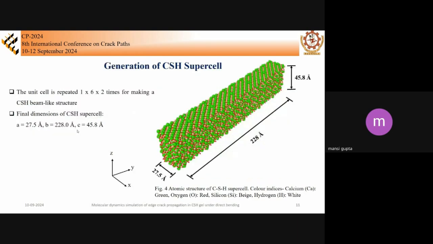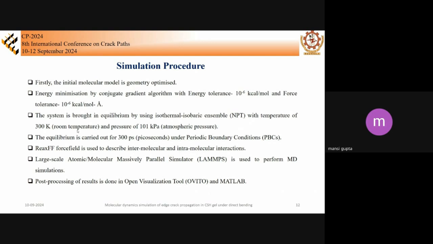To get the desired size of structure, the unit cell is replicated in X, Y, and Z direction to get a final beam-like CSH structure with the dimensions of 27.5 angstrom in X, 228.0 angstrom in Y, and 45.8 angstrom in Z. The simulation procedure.